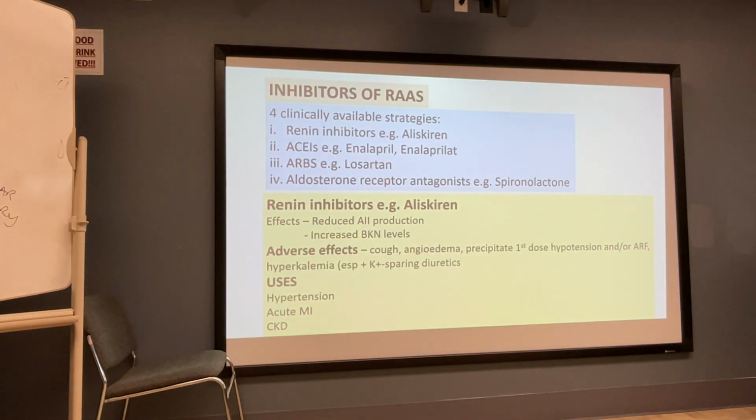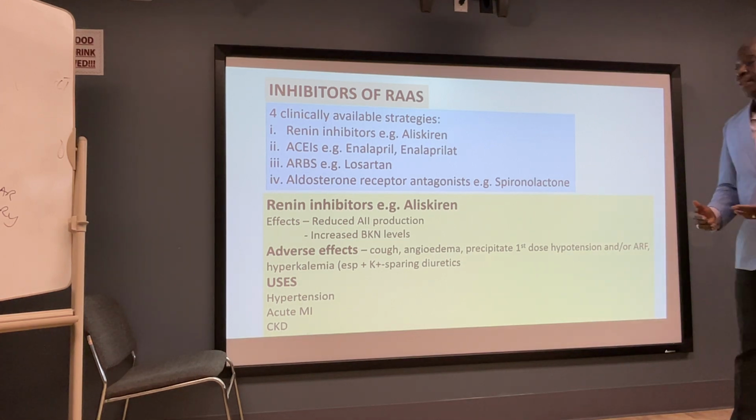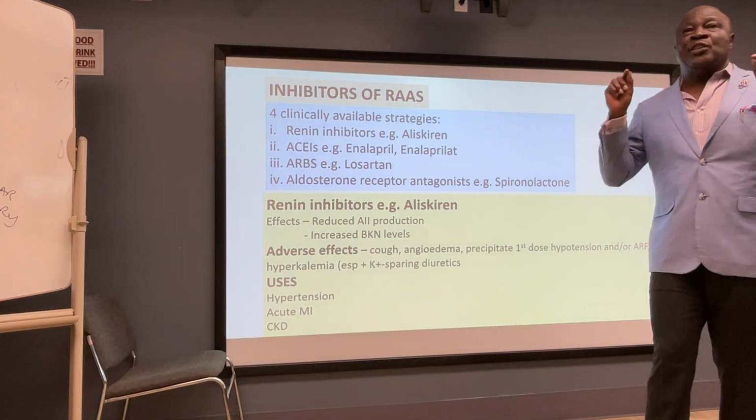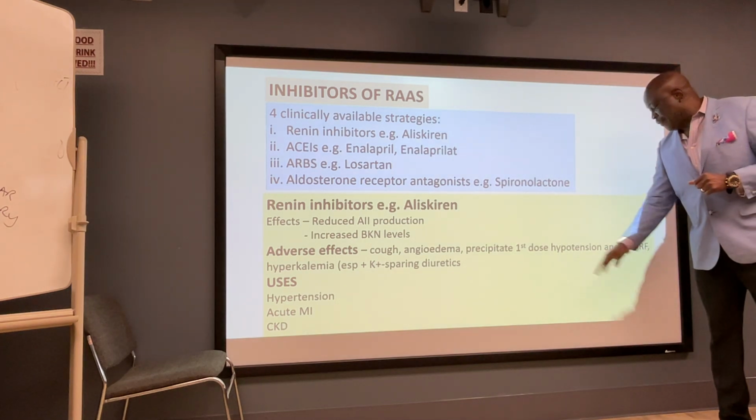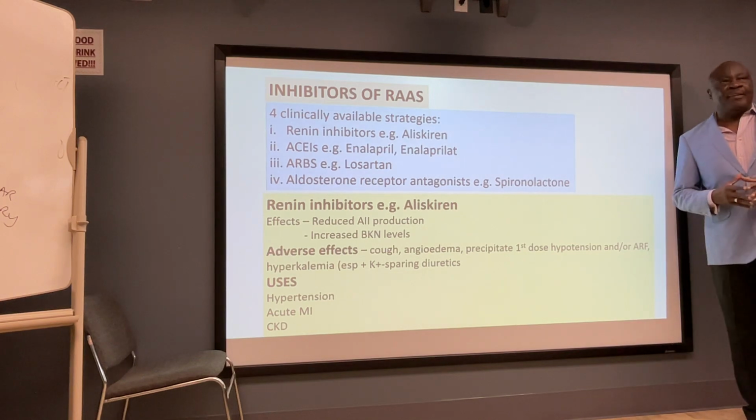So let me go back to that slide and so the adverse effect. So when you reduce angiotensin 2 production, you also increase bradykinin levels. Is that clear to all of you why you get that? And that's why you now get the cough, you get the angioedema because of the bradykinin. Now, the renin inhibitors are known to precipitate first dose hypotension because the blood pressure can reduce so much that when you give the first dose, it causes hypotension that you really don't want. So it's one of the adverse effects. And it can also cause ARF.